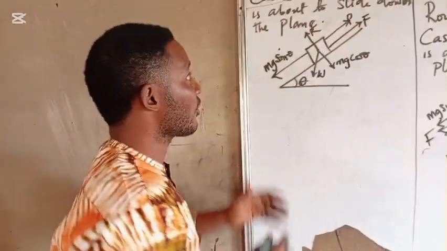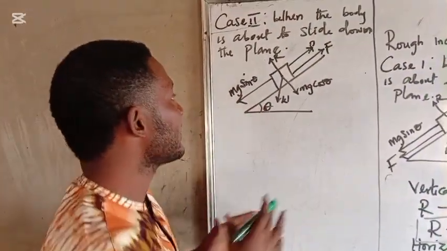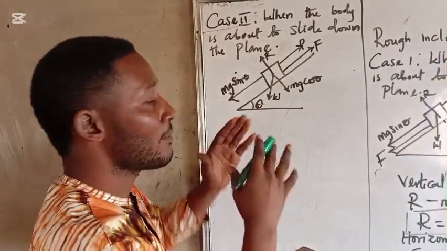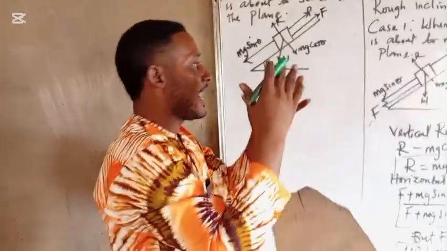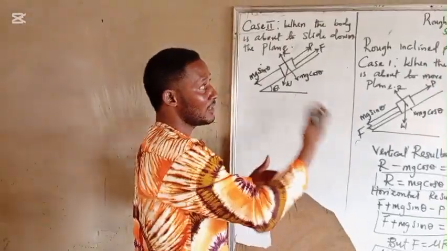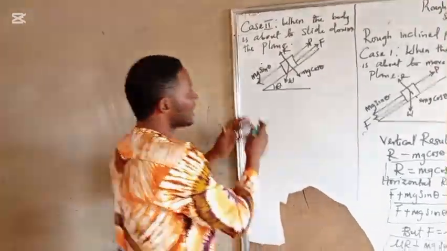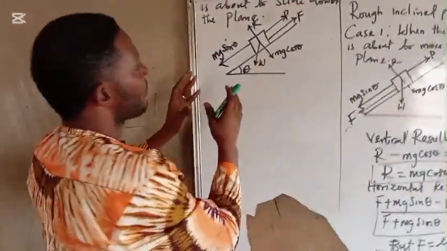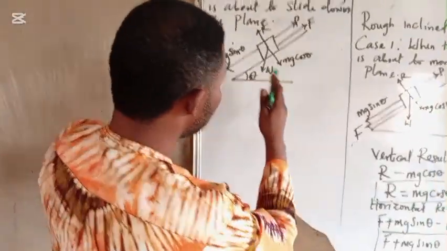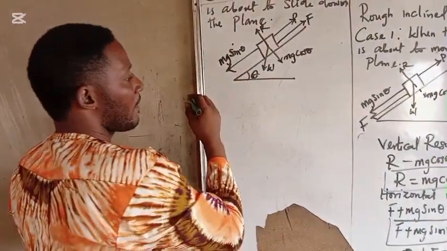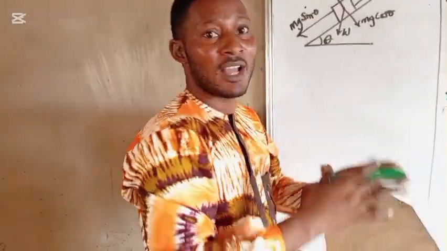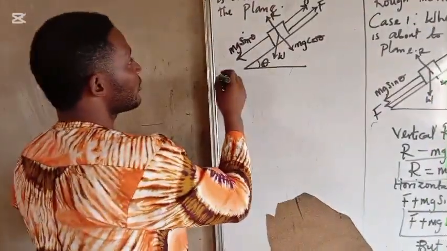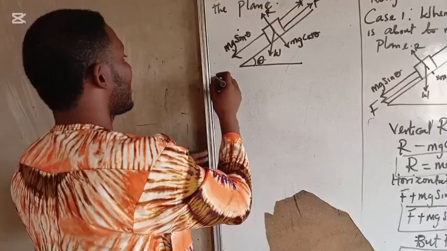Then remember I told you that the consideration of forces acting on a body placed on an inclined plane can be done vertically and horizontally, just as we did for the previous case. So let us generate the formula that we need for solving problems that relate to this kind of case. Now, remember, we are going to consider the net force at equilibrium. Now, on that note, let's consider the vertical resultant.